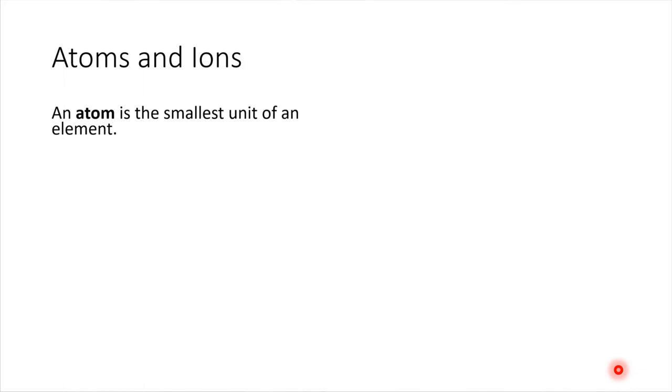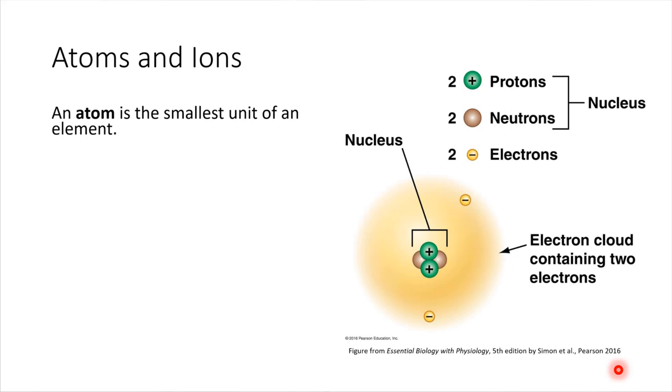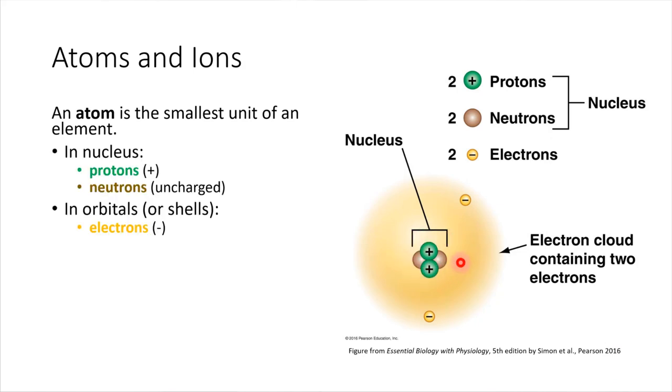Atoms consist of a few key subatomic particles, protons, neutrons, and electrons. The protons and the neutrons, as a reminder, they hang out in the very center of the atom, in what's called the nucleus of the atom, and then the electrons tend to float around the periphery. They're in a cloud that surrounds the nucleus.